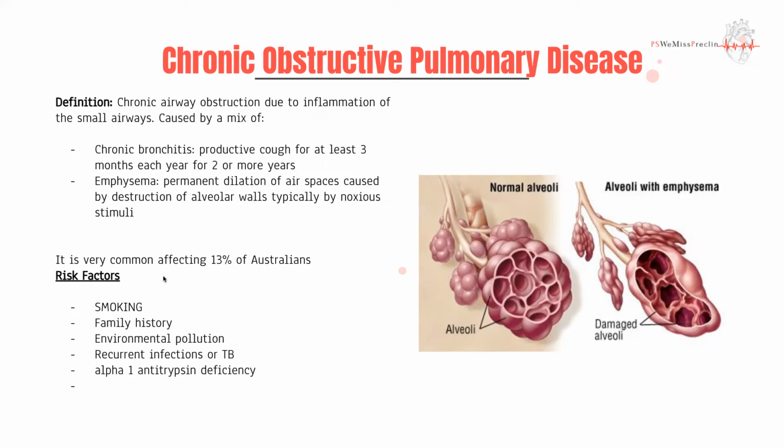It's a very common condition affecting 13% of Australians. And the main risk factors, and the biggest one, is going to be smoking. Almost all of them are going to be smokers. And I'll talk about how to take a good smoking history in a bit. It's also good to ask about a family history, environmental pollution, any occupational hazards that they might have had, alpha-1 antitrypsin deficiency, because that also is associated with COPD. If they have a family history of it, although that's probably going to be a very niche condition that you might often not encounter in your practice, or have they had recent infections or tuberculosis?